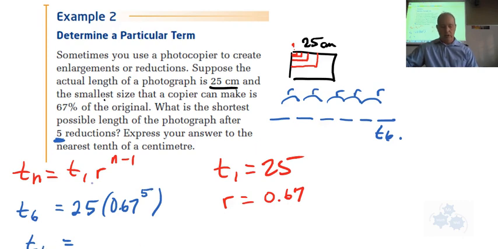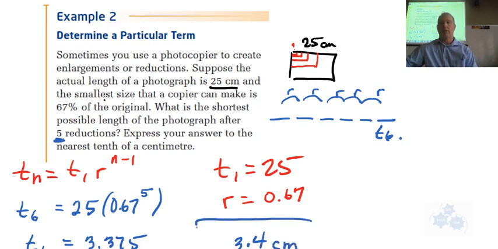Okay? And so you can calculate that on your calculator, and it should be about 3.375. Okay? That would be rounded. So then your answer would be you can round out to 4 centimeters. That would be your answer. Okay? Questions?